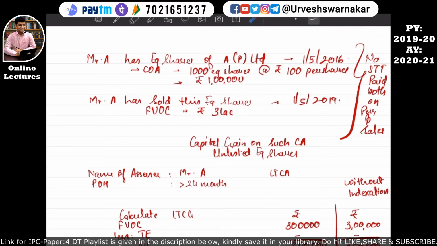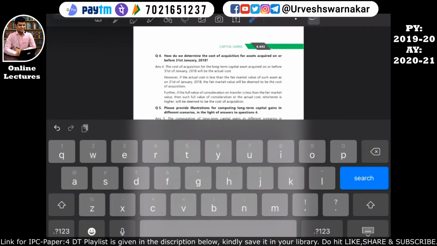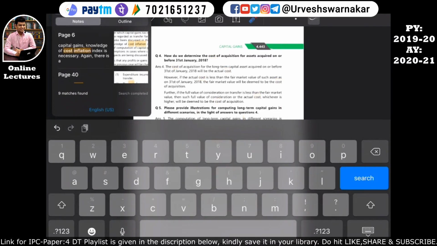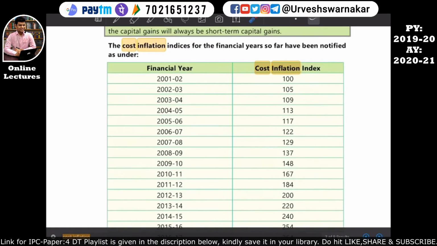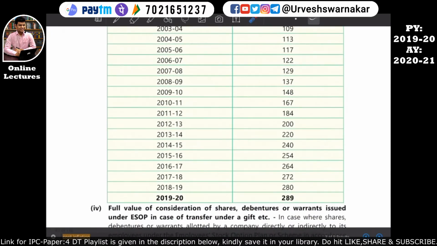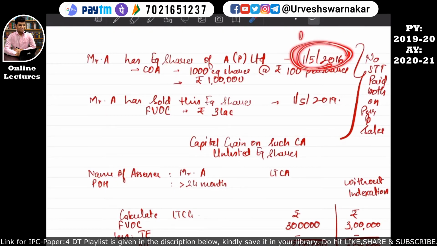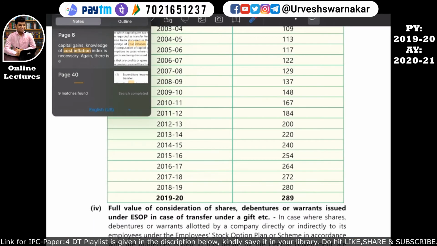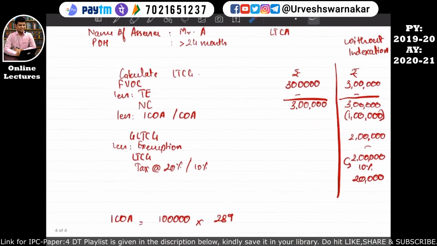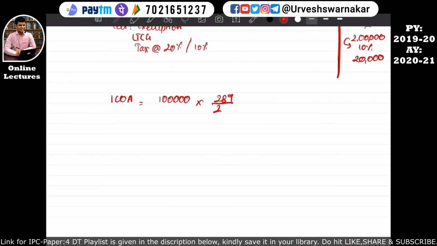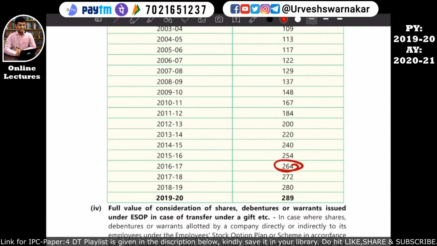Now let's come into our study material. Over here we will find the cost inflation index. Over here they have given us the details of the cost inflation index. So let's come back to our blank page. This is for the financial year 2016-17. The cost inflation index for the year 2016-17 is equal to 264. So now let's come back to our blank page. Over here it will be divided by 264. So this amount is the cost inflation index for the previous year 2016-17.